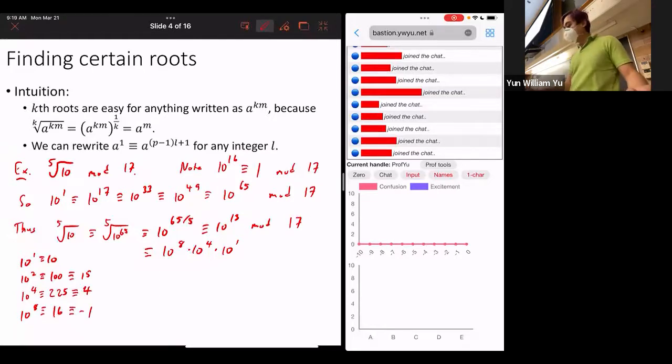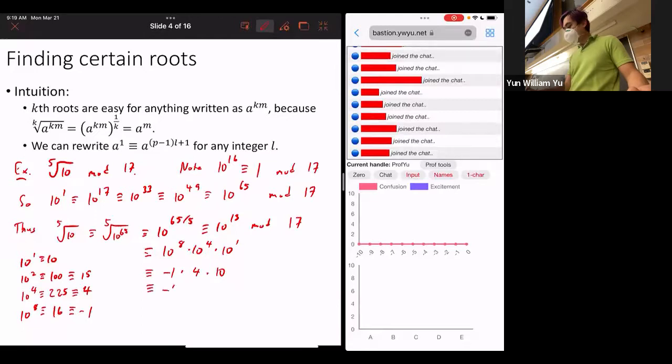And you plug these things back in, and you get this is congruent to -1 times 4 times 10, which is congruent to -40. Now, there was a question before class started on how do you turn something from a negative number to a positive number? Well, you add some multiple of your modulus.